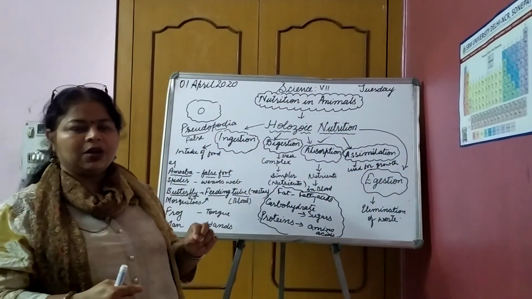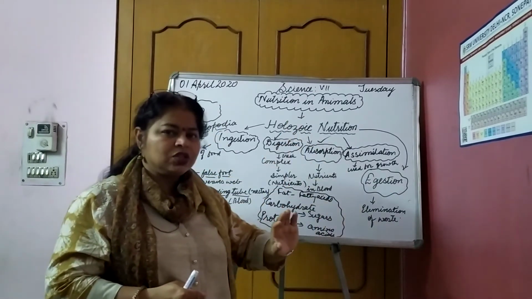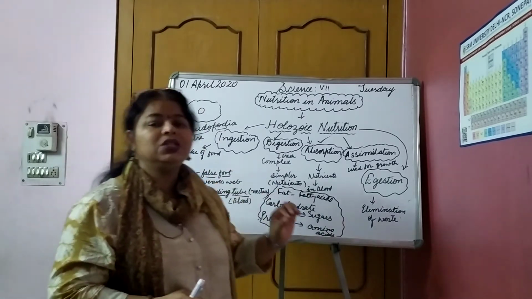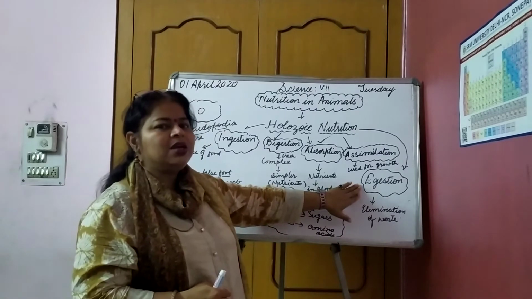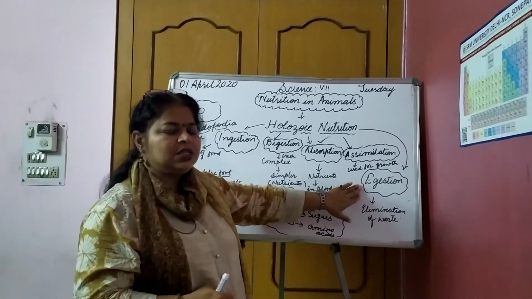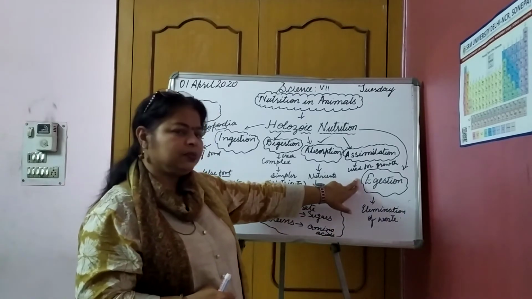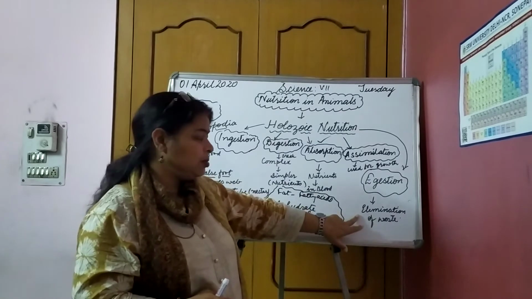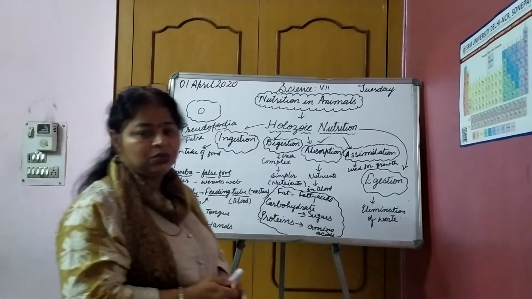So this step in Holozoic nutrition, in which elimination of food waste takes place, is called egestion. What do we call it? Egestion. Spell it: E-G-E-S-T-I-O-N. Egestion. Okay. So E for egestion and elimination. Elimination of waste is taking place. So I hope this is clear to you.